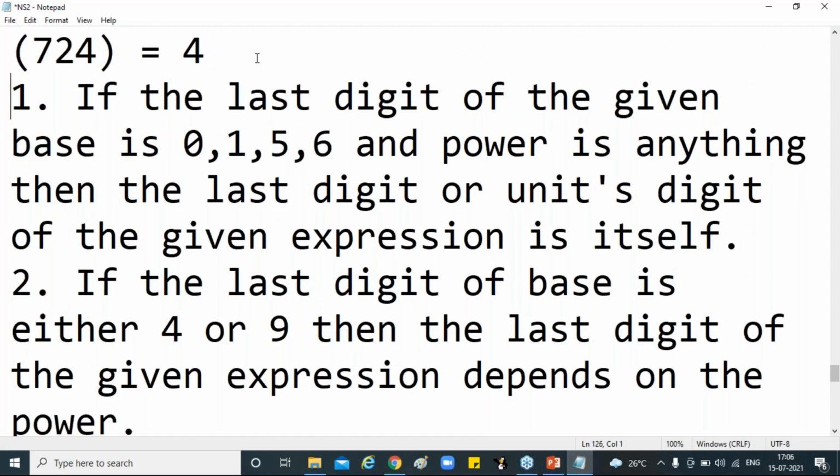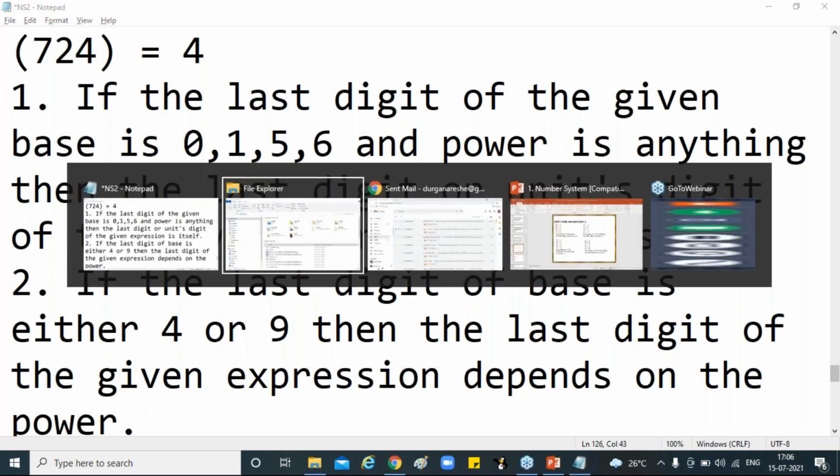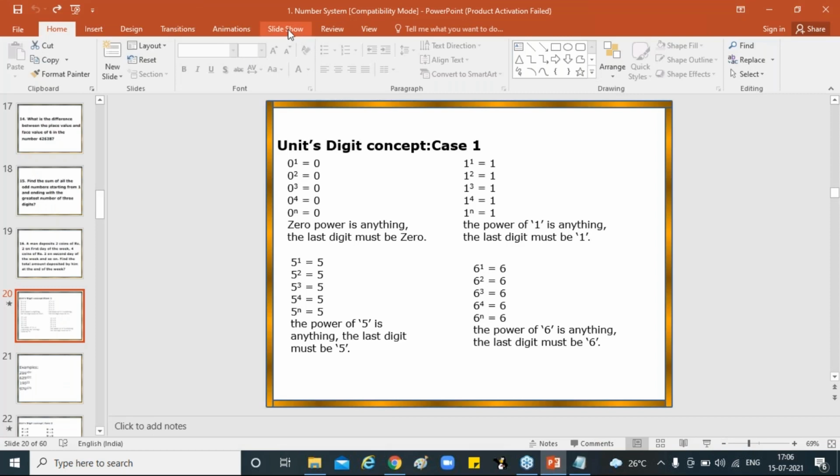Case 1: if the last digit of the base is 0, 1, 5, 6, and the power is anything, the last digit will be itself. 0 power anything is 0, 1 power anything is 1, 5 power anything is 5, 6 power anything is 6. Similarly, whenever the last digit of the base is either 4 or 9, you have to focus on the given power, because depending on the power, you get the last digit of the given expression. That may be an even power or an odd power.